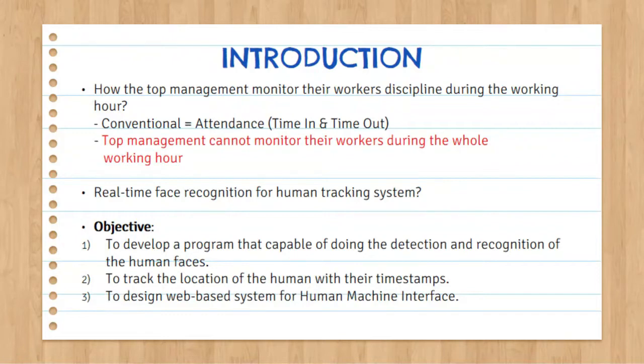Hence, a new system called real-time face recognition for human tracking system has been developed to overcome this problem. There are 3 objectives that need to be met in this project. The first one is to develop a program that is capable of doing the detection and recognition of human faces. Second, to track the location of the human with their timestamp. And the last one is to design a web-based system for human-machine interface.